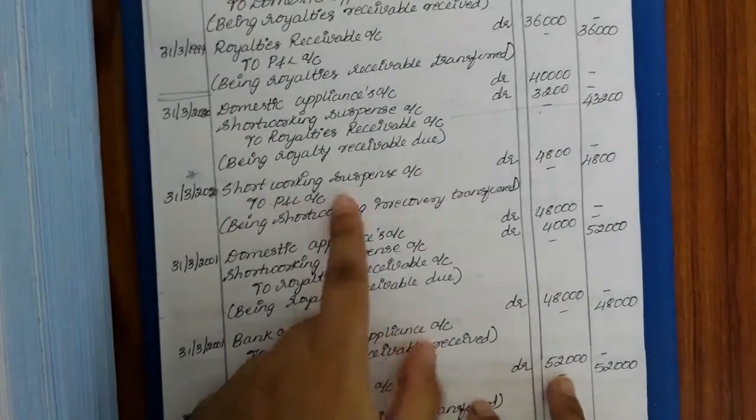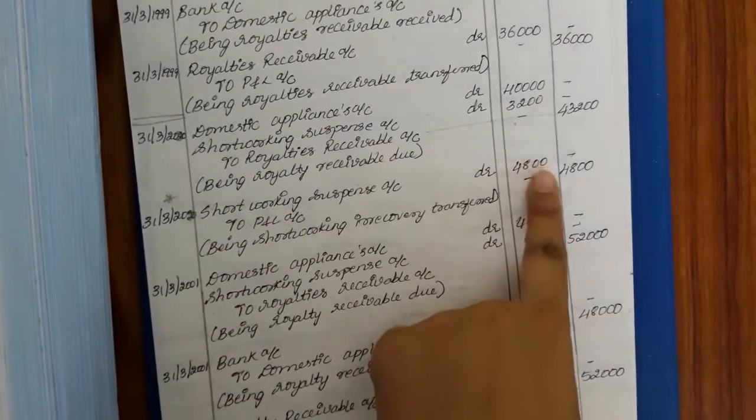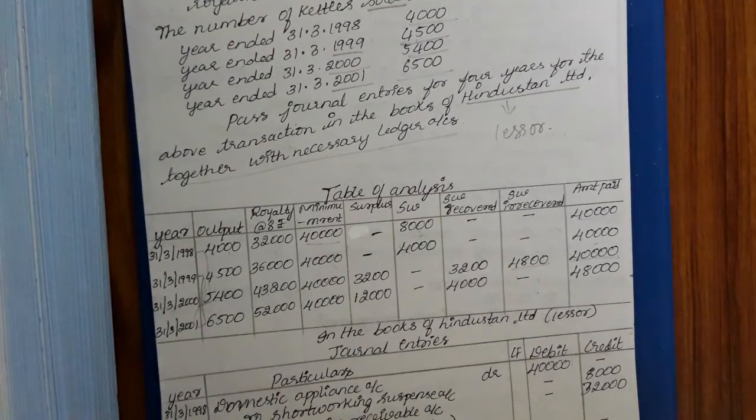So here, short working suspense account debit to profit and loss account. This is the fourth entry, 4,800. So whatever short working suspense was irrecoverable by the lessee will be a profit for you. Where will you transfer that? You will be transferring to the P&L account.